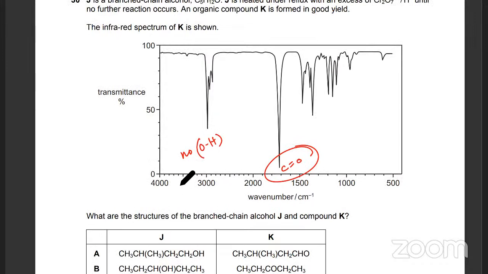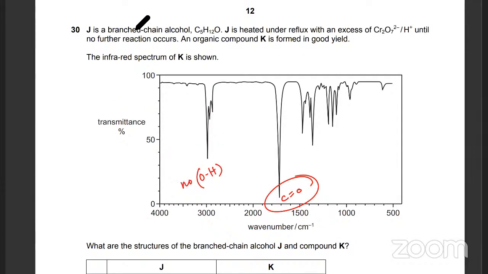Let's read the question first. J is a branched chain alcohol. It's a branched alcohol. Remember that. It's heated under reflux with Cr2O7 until no further reaction occurs. An organic compound K is formed in good yield. The infrared spectrum of K is shown. So this is the product of the oxidation. Which alcohol gives you a C=O bond when you oxidize it?